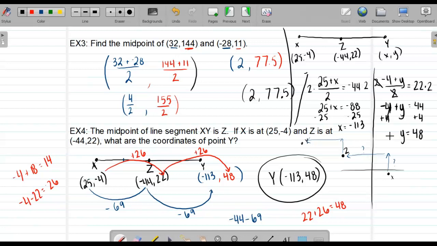I'll put those on different slides next time so I can write a little bigger. And so negative 113, 48, that's our answer there. So if you get a little confused, I always do this, I think it's faster, but if you get a little confused by that, you could use the formula for those.